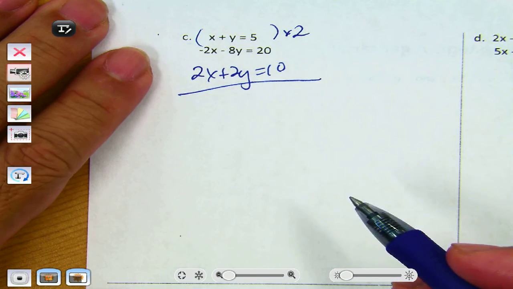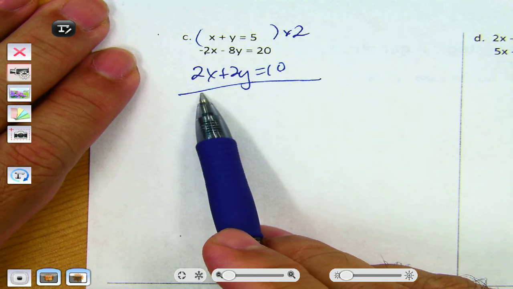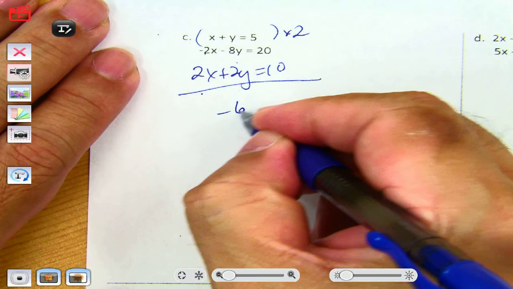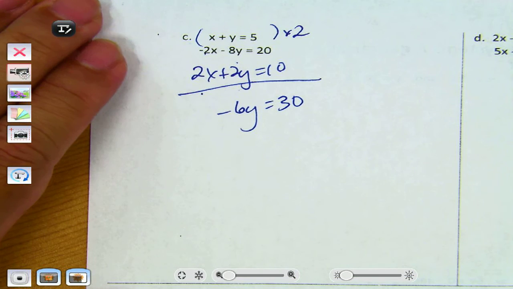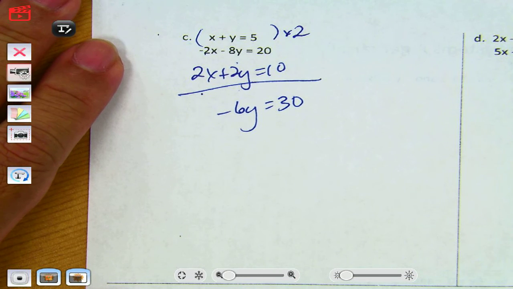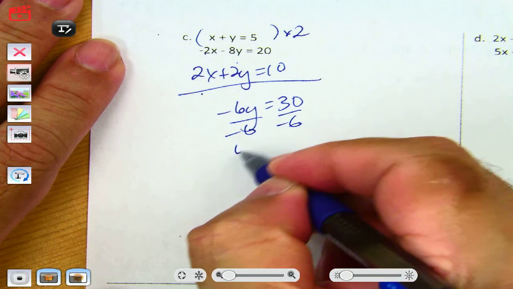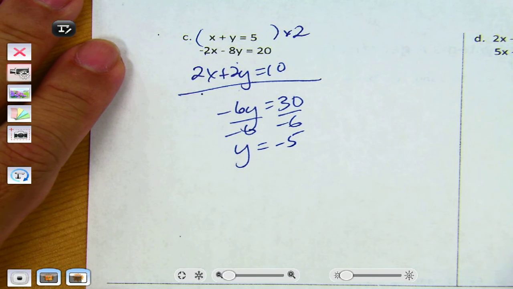Now we add the two equations. So negative 2x and positive 2x cancel each other. Negative 8y plus 2y is negative 6y. 20 plus 10 is 30. Divide by negative 6, and y equals negative 5. Make sure you pay attention to the signs.